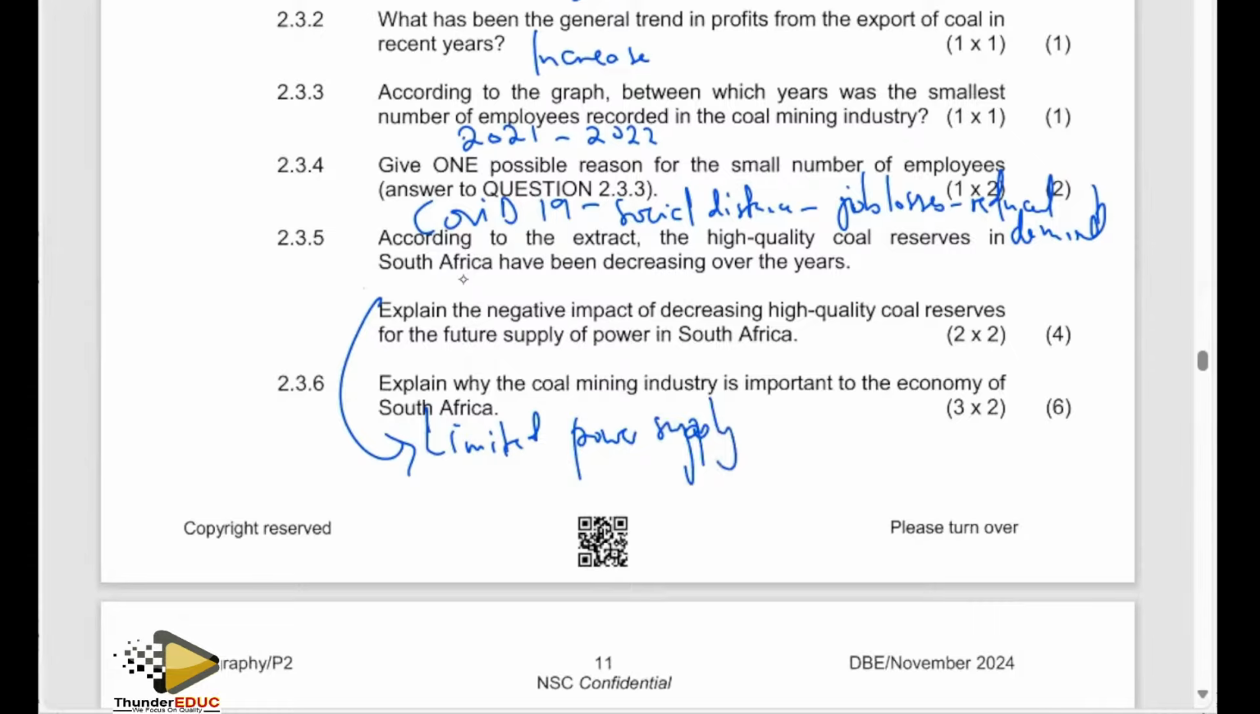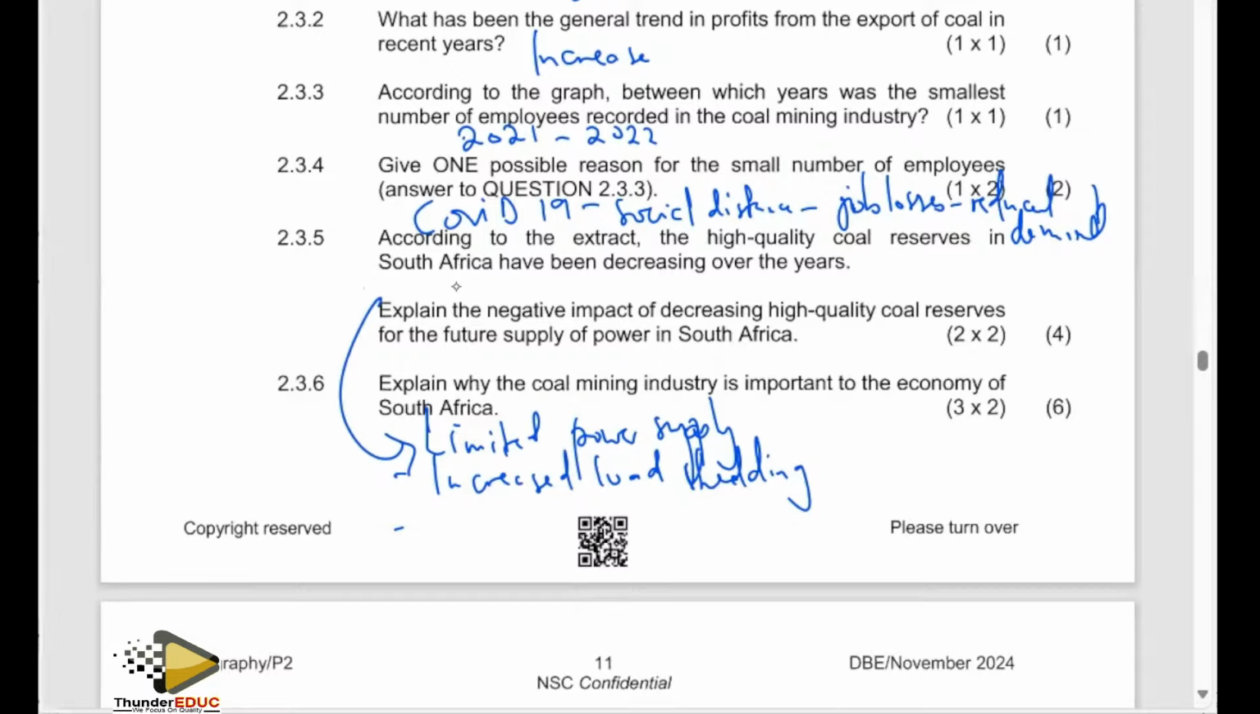Because the quality of coal is now declining, it also implies that power generation is going to be limited, and it's going to limit the supply of power. Or we can say there will be increased load shedding in the future. Load shedding is going to increase, because remember, the biggest contributor of the energy supply is coal-fired power stations in South Africa. So it means load shedding is going to increase in the future.